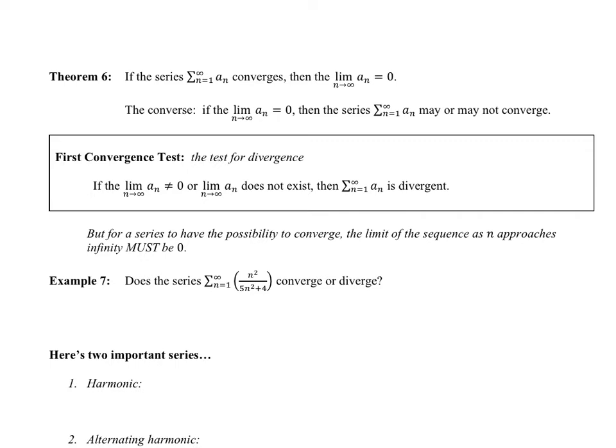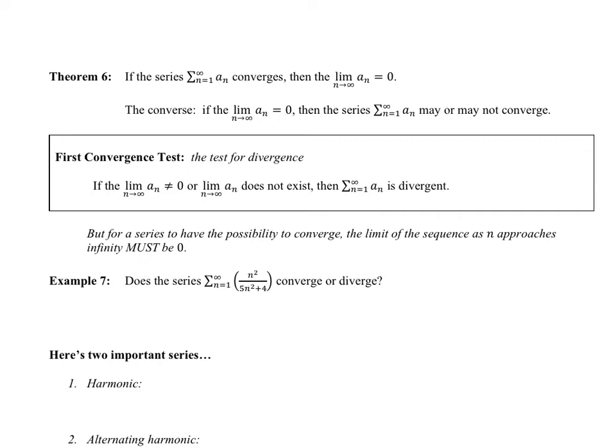However, the converse does not hold. If you do the limit of a particular term and it's 0, that does not mean that the series converges or diverges. It's unknown. So this test is a really easy one. However, if you get a limit of 0, it tells you absolutely nothing. You have to go a different route.